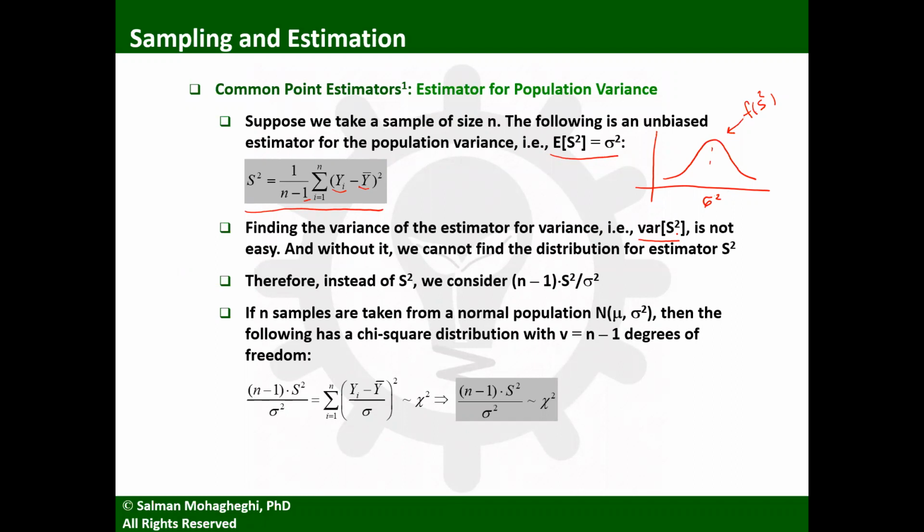So what we usually do in these statistical tests, instead of looking at S squared, is consider this new term, n minus 1 times S squared divided by sigma squared. And it can be proven that if the n samples you're taking come from a normal population, which has a mean of mu and variance of sigma squared, then this function will have a chi-square distribution with n minus 1 degrees of freedom. So here, instead of looking at S squared itself on a normal distribution, we look at this function, n minus 1 times S squared divided by sigma squared, and look up the values in chi-square tables.